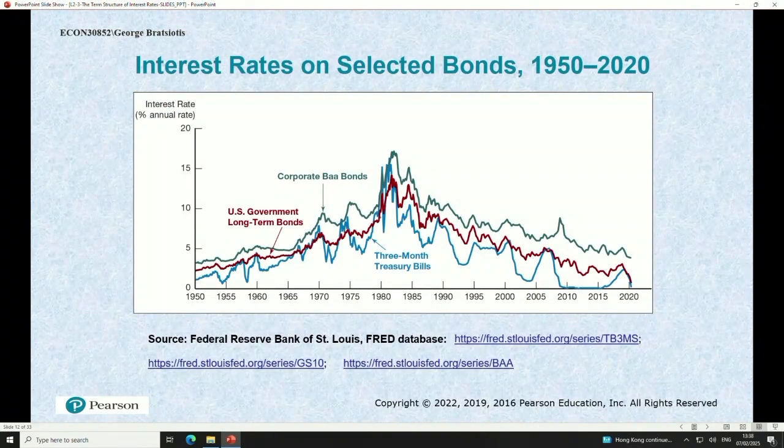So if you look at the corporate bonds ranked BAA, you will see that they have to offer a much higher rate than the red line, which is long-term government bonds in the US, and an even higher spread between the T-bills, in other words, very short bills, which are more liquid. That all makes sense, right?